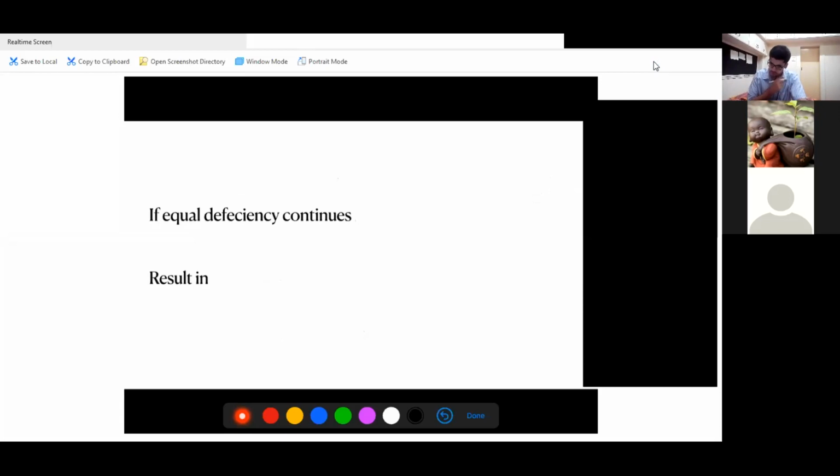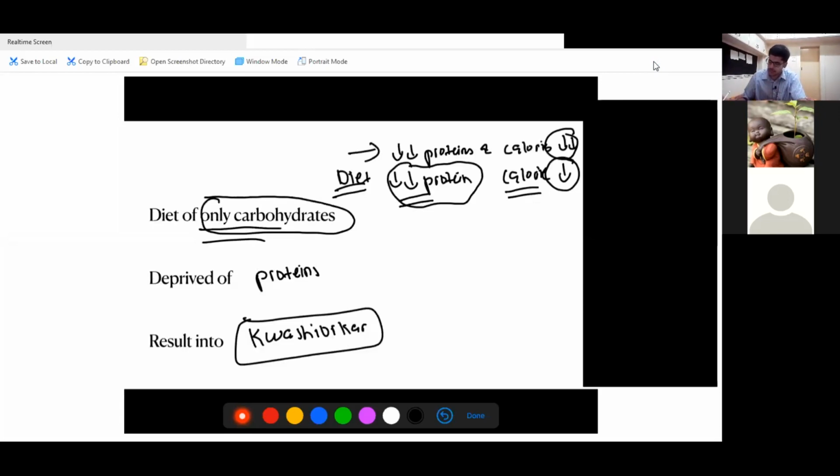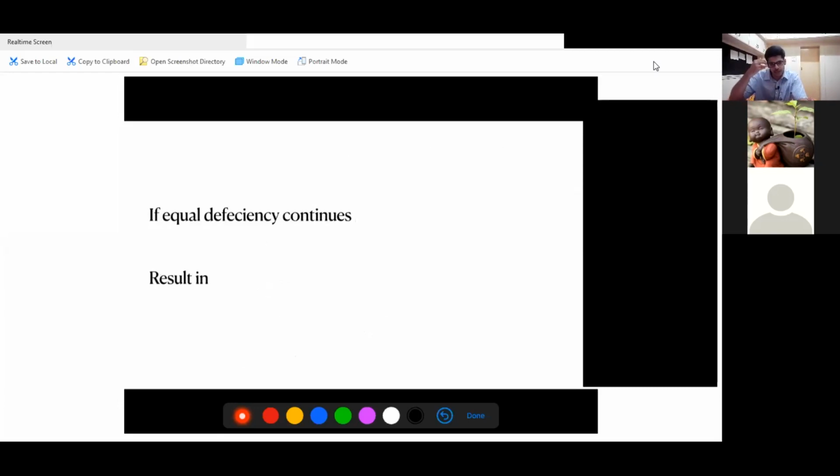Now, if equal deficiency continues, this child comes to us, and there's equal deficiency of proteins and calories. Now we don't give him any diet. In the first scenario, what happened? You gave him a diet rich in calories, so he went into Kwashiorkor. Now you don't give him anything, he still goes into malnutrition. So now equal deficiency of proteins and calories, and still deficiency is occurring. So this child is not going into the edema part because you are not giving only calories. So now where will this patient go to?